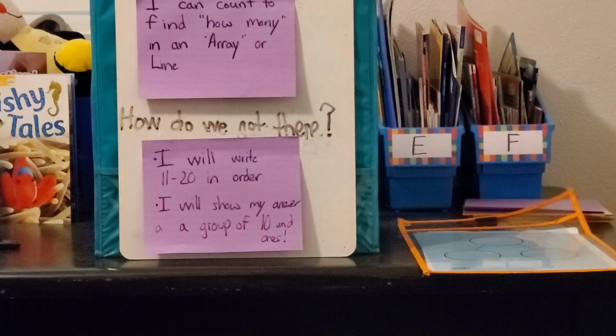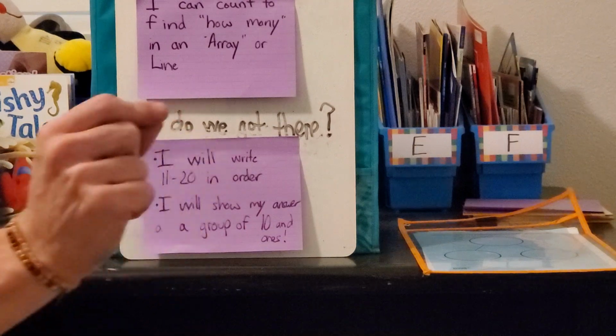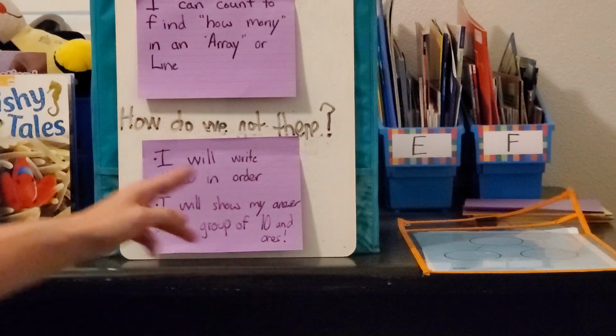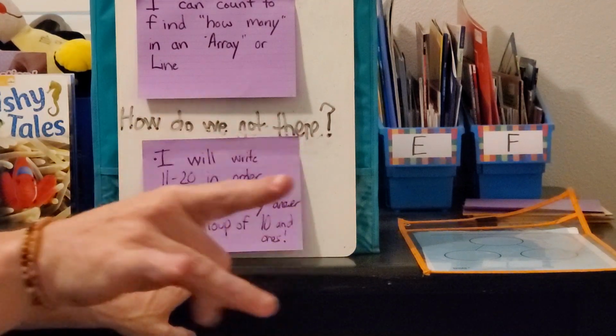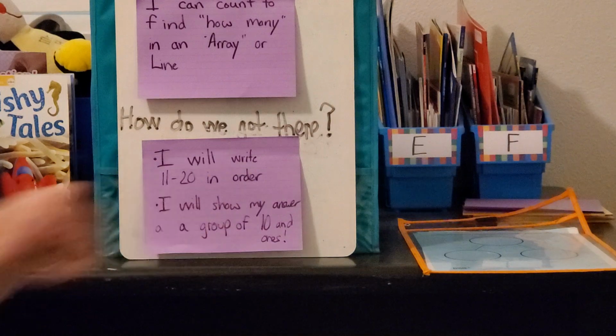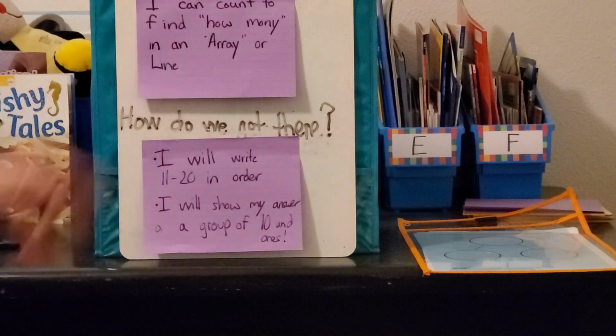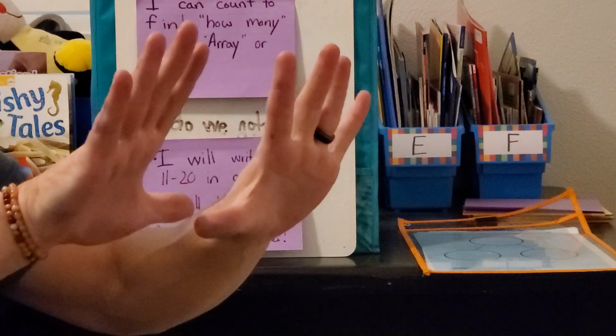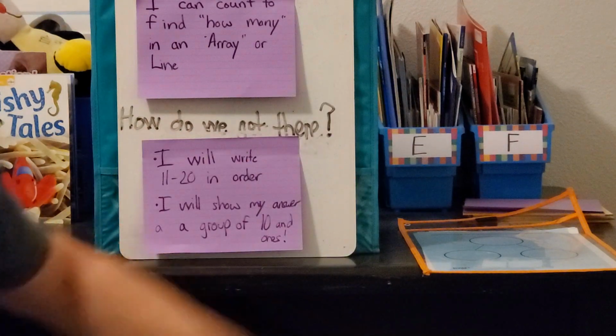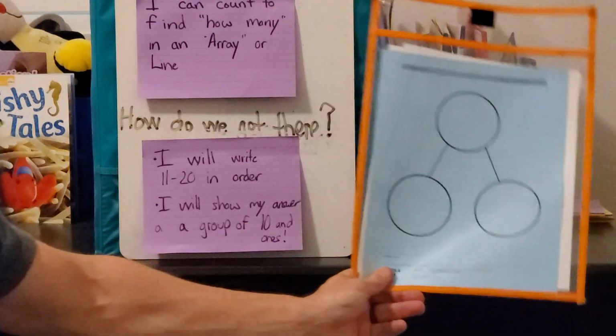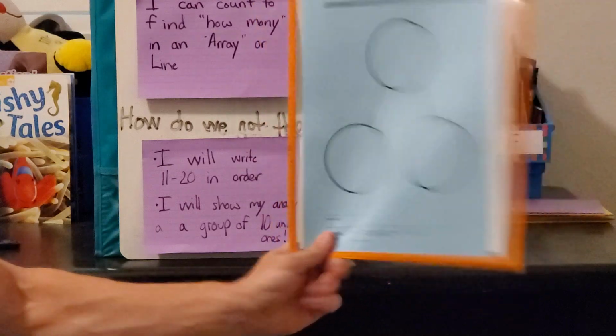How we're going to get there, boys and girls, is I will write. Whoa! We're going to be writing numbers 11 through 20 in order, which means you're going to have to be finding some missing numbers today. All right? And I will show my answer when we count to see how many as a group of 10 and some ones. All right? So you might be using a little something like this called a number bond.